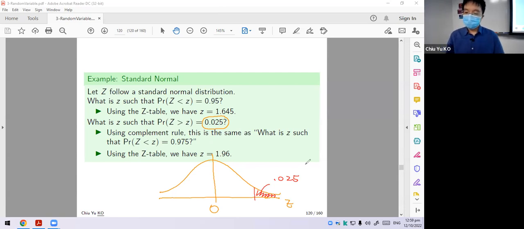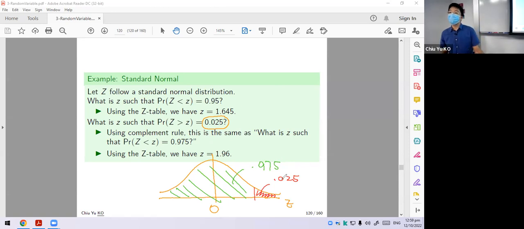There are two ways to do it. Because this area is 0.025, this one must be 0.975, because the total must be 1. Is that clear? Because green plus red must be 1. So look at 0.975 from that table.